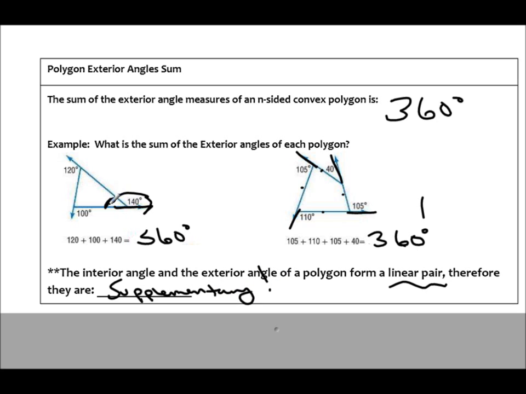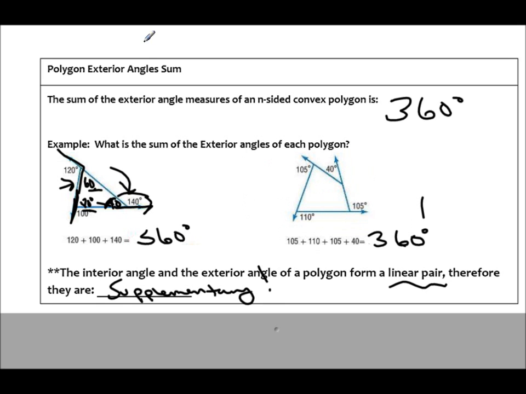So here, if this is 140, then this angle inside is 40. If this is 120, then this angle inside is 60. And if this is 100, then this angle inside is 80. Now look what just happened here. By knowing the exterior angles, I was able to figure out the interior angles.